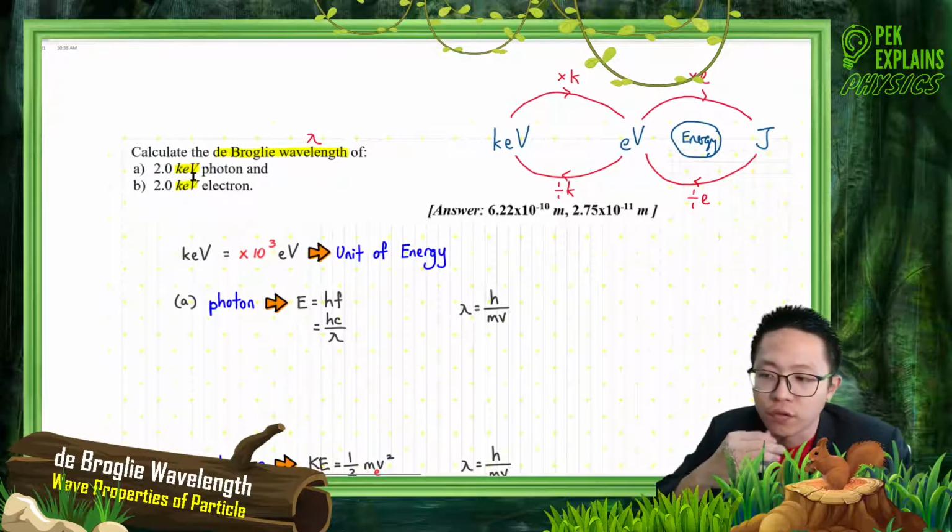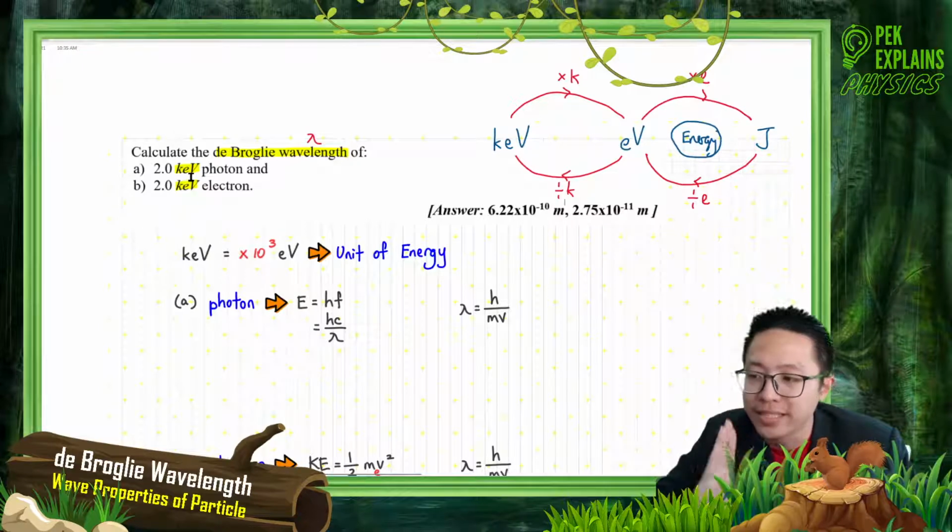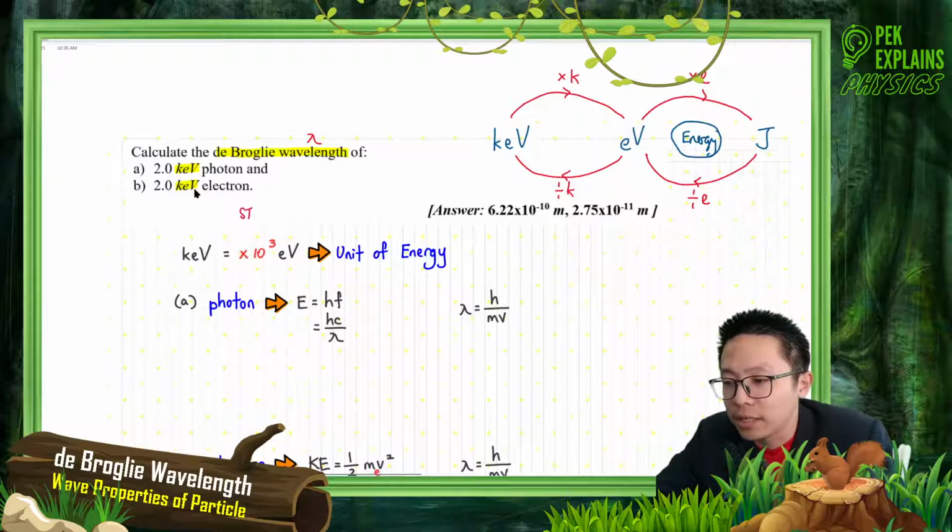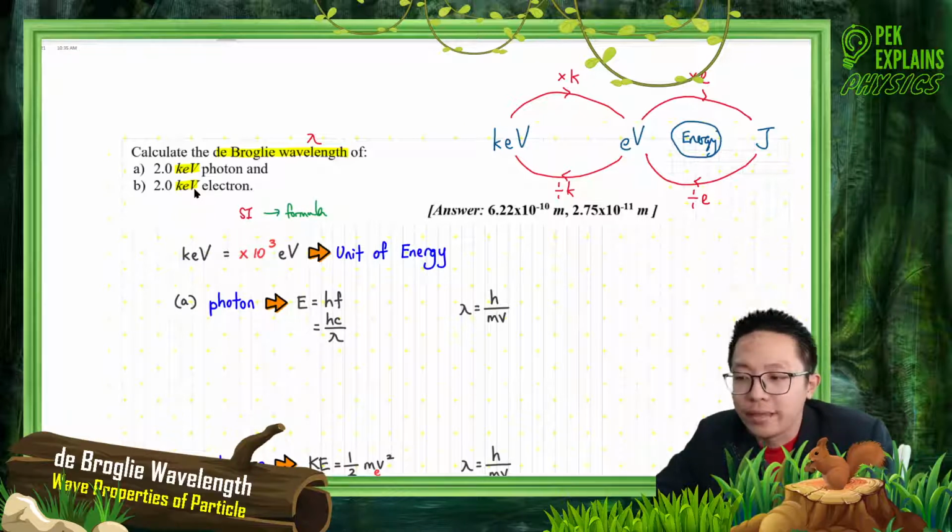So first of all, I need to convert, because kilo electron volt is not SI unit. What I need is SI unit before I can substitute into all the formulas. So I need to convert this kilo electron volt to joule first. How do we convert this 2 kilo electron volt to joule? How much energy does this photon have? Let's look at question A. This 2 kilo electron volt is how many joule? Let's calculate.